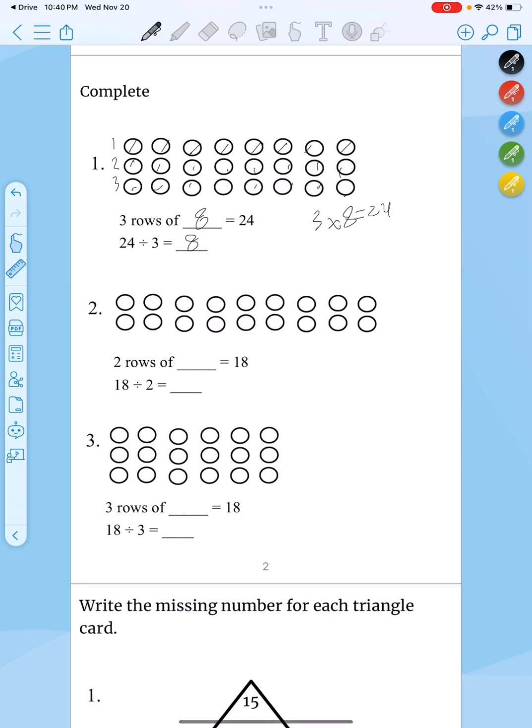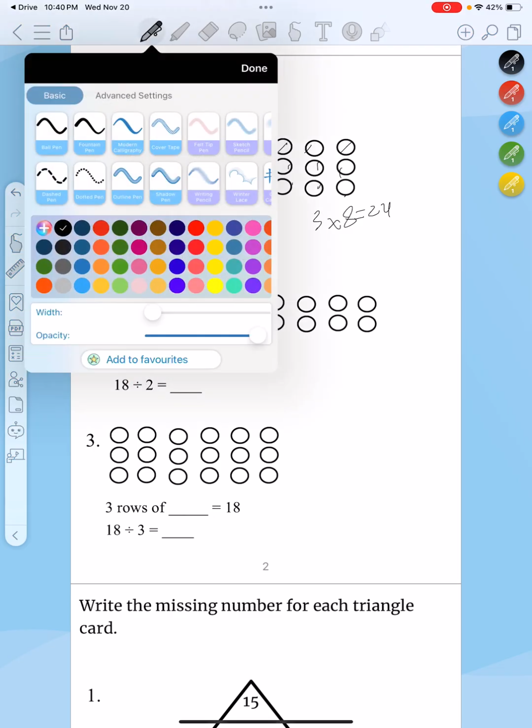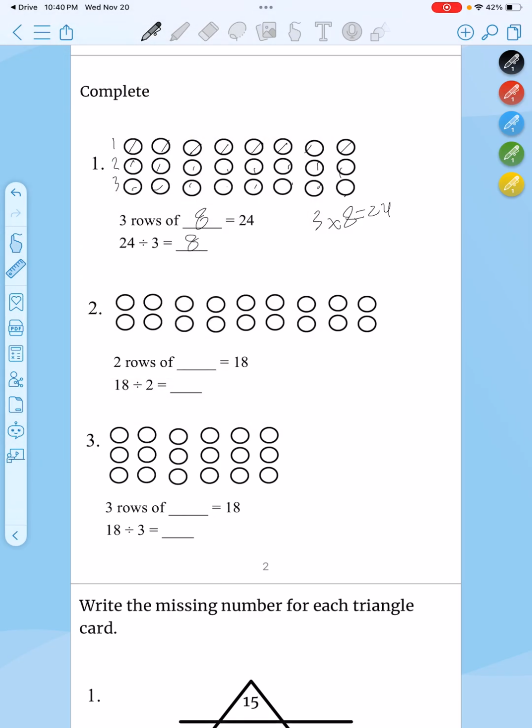This shows all 3 methods of finding out. So without using the circles, 2 rows of whatever number equals 18. And let's just forget about this method right here for now. 2 rows of whatever number equals 18. So we want to figure out what this number is. So we do 18 divided by 2, which we could see down here, which would be 9. So our answer would be 9. And then 18 divided by 2 is also 9.